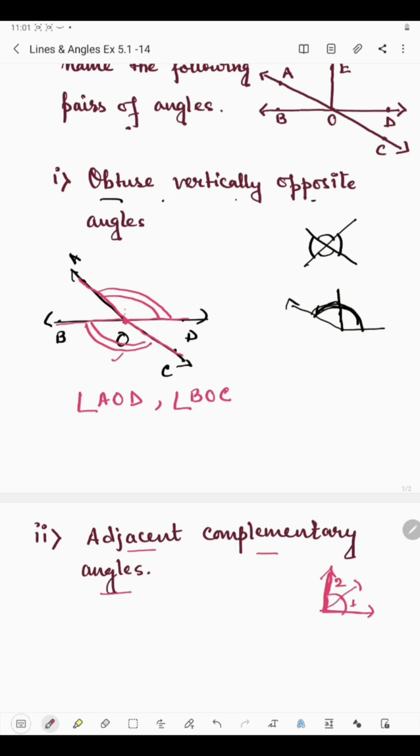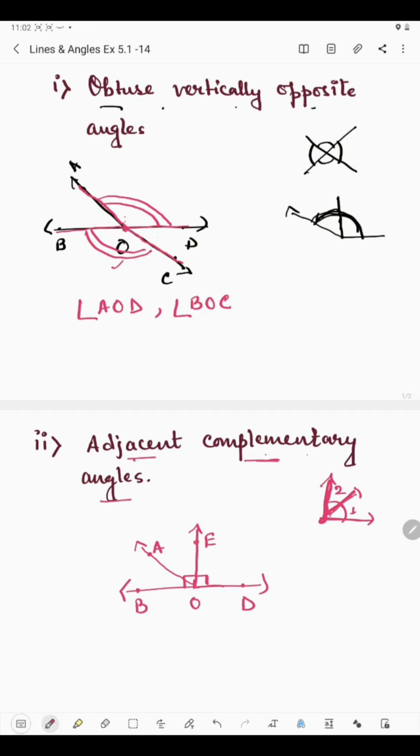Now here, if you see the figure, this OE line makes 90 degrees because this is the perpendicular line on BD. So here also it makes 90 degrees and here also it makes 90 degrees. So if we draw the figure here, this is BD, okay, and here OE is perpendicular on BD. So OE makes 90 degrees on this side also and this side also. Now here, this is OA.